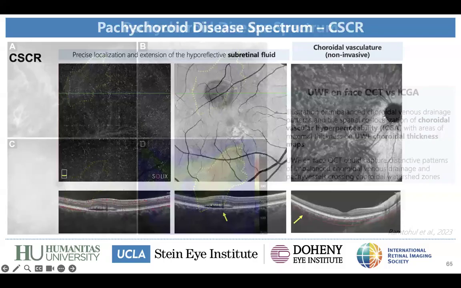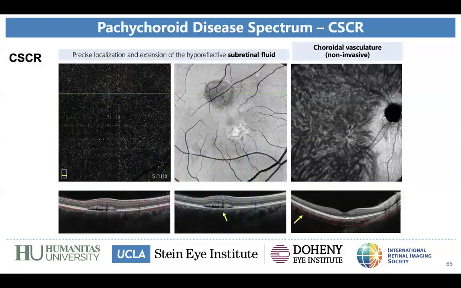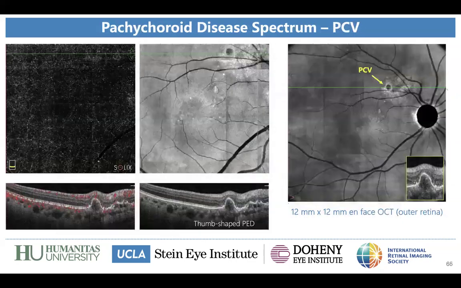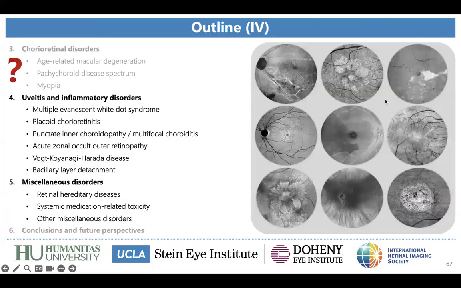Of course, ANFAS-OCT can also be very easily applied to central serous chorioretinopathy to show the hyperreflective subretinal fluid, but also again with choroidal segmentation, all the alterations of the choroidal vasculature, importantly, in a non-invasive manner. Finally, in this context, ANFAS-OCT can also be applied, of course, to the detection of polypoidal choroidal vasculopathy, as shown in this example, where the thumb-shaped PD appears again as a donut lesion. So this concludes the third part.